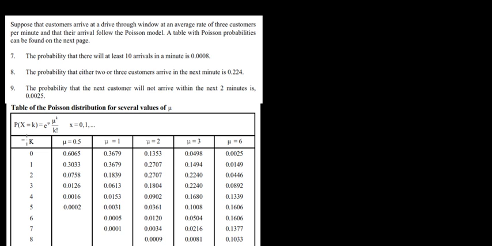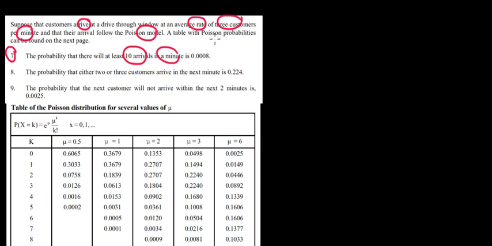Let's have a look at question 7 in this video. Suppose that customers arrive at a drive-through window at an average rate of 3 customers per minute, and this distribution follows a Poisson model. Now, what is the probability that there will be at least 10 arrivals in 1 minute?